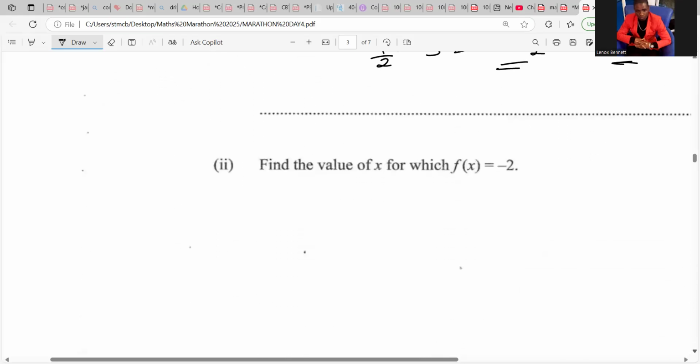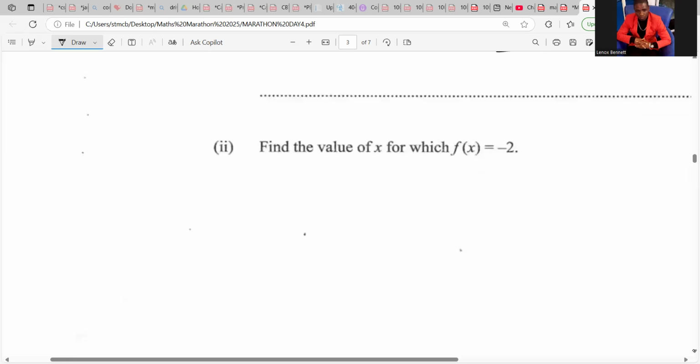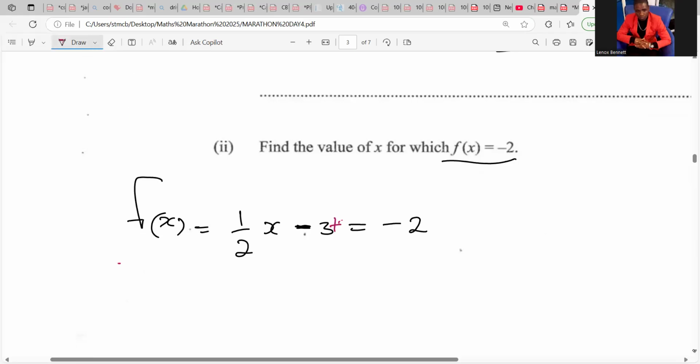All right, this one says find the value of x for which f(x) is equal to minus 2. So we were given f(x) is equal to half x minus 3. And this time we are saying that all of this must equal negative 2. We are supposed to solve that. Now we have half x minus 3, so we're going to take the opposite of minus 3. What's the opposite of minus 3? That is plus 3.